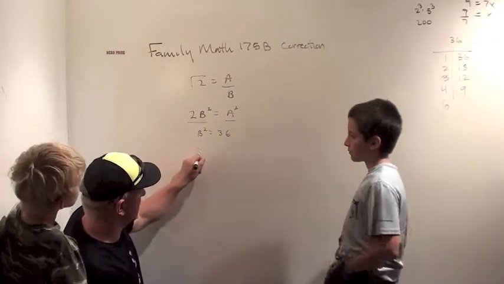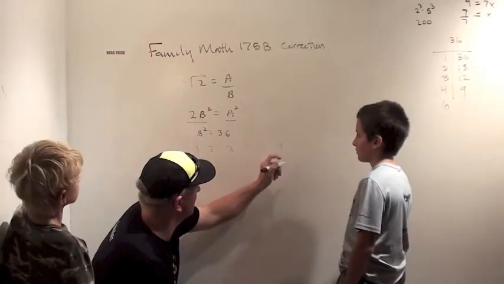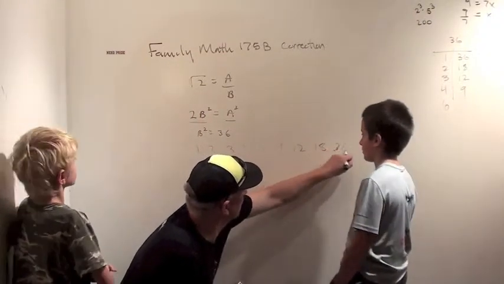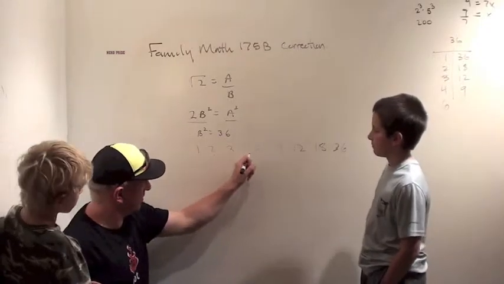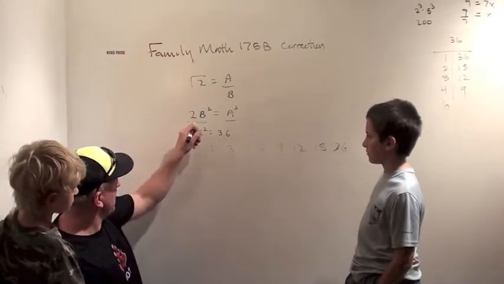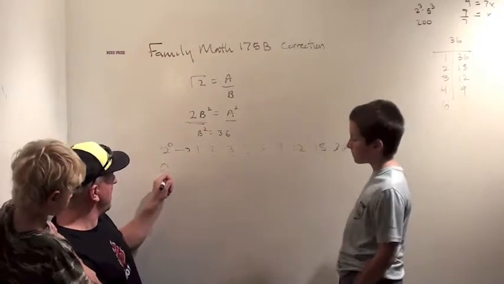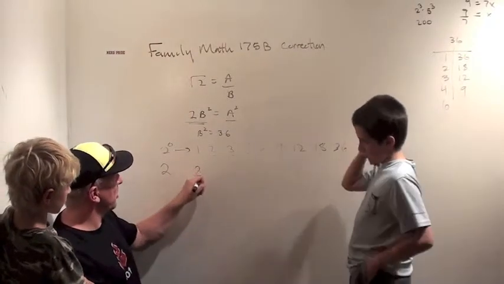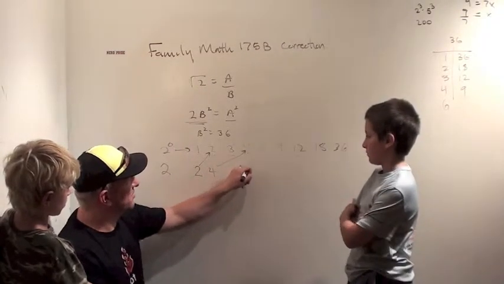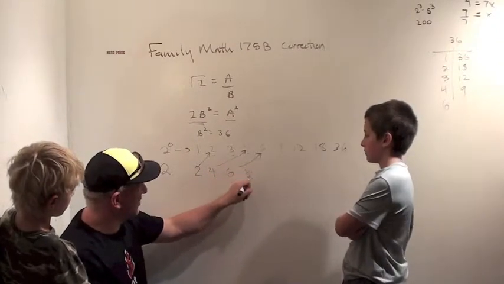The factors of 36 are 1, 2, 3, 4, 6, 9, 12, 18, and 36. That's 9 factors, an odd number, just like we said. Now I multiply them by 2 to the 0, so those stay the same. But now I multiply them by 2, and I get 2. Oh shoot, I already have that one. 4, I already have it. 6, I already have it. 8, okay, that one's new at least.